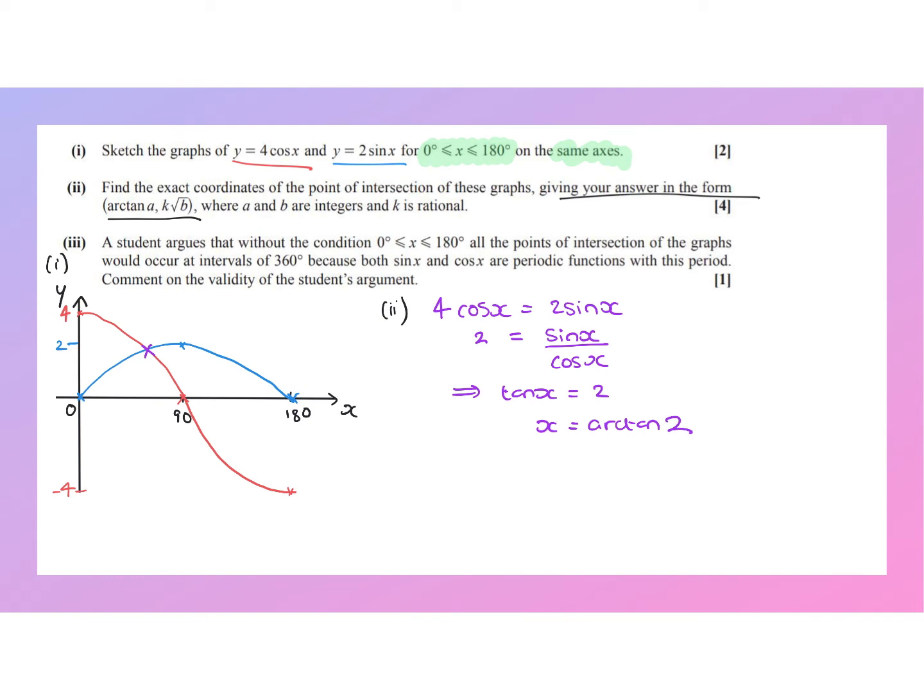So tan x is equal to 2, x is equal to arctan of 2. And of course we have to find the y-coordinate as well. Now, there are different ways in which we can do that. We need to be able to give this in an exact form.